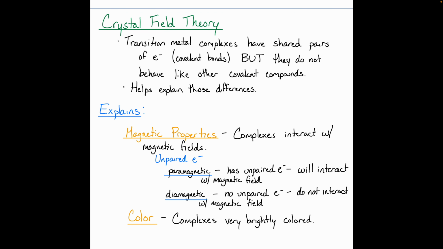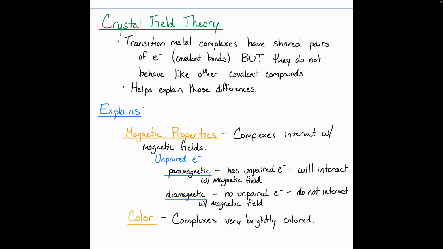All right, so let's go. Today we're going to finish up our discussion of crystal field theory. We said that we're going to tack on this extra theory to our VSEPR theory that's going to help us explain these new covalent compounds, these transition metal complexes, because they don't behave like regular covalent compounds. All right, so we have this crystal field theory that helps us explain those differences.